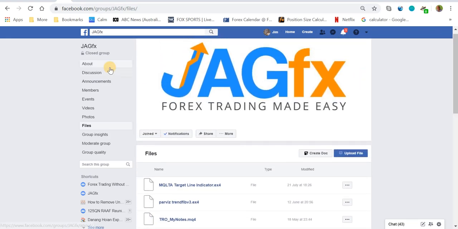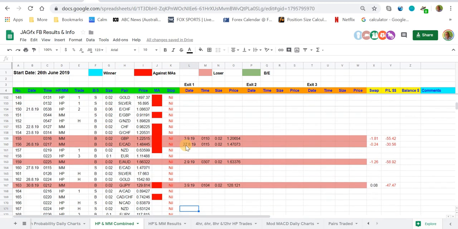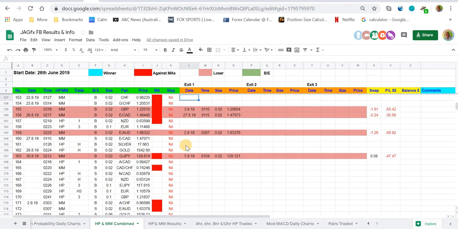Like for all my trading, there is a shared spreadsheet. As you can see, there's a few people having a look at the moment. You've got different sheets down here. This is the main one at the moment, the HP and MM, HP high probability and mod MACD combined. So that's what I'm doing at the moment. Started that back on the 26th of June, so it's just over 2 months. And as you can see, I think we've had about 181 trades so far, so it's a fair bit of action.